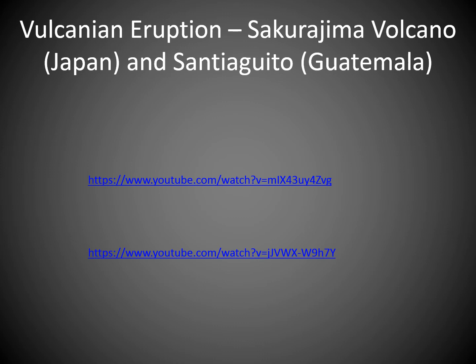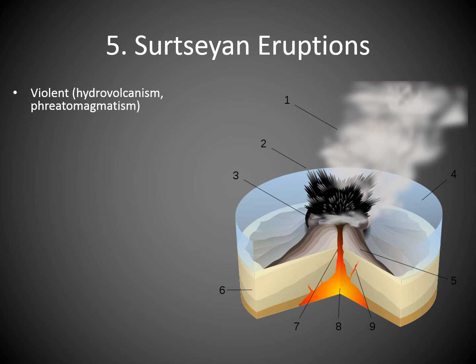Let's see what else we got here. All right, those were those two videos. All right, a fifth type. So there's 7 or 8 types of eruptions that we'll talk about. This one's Surtsian, for the island of Surtsey that formed off the coast of Iceland back, I think, in the 1960s. I'm not sure of the date.